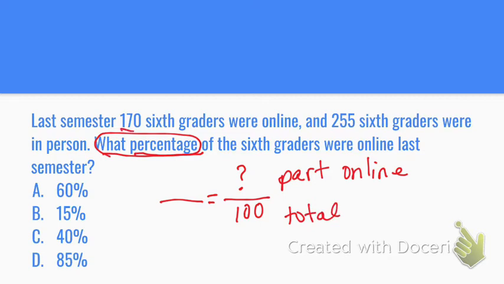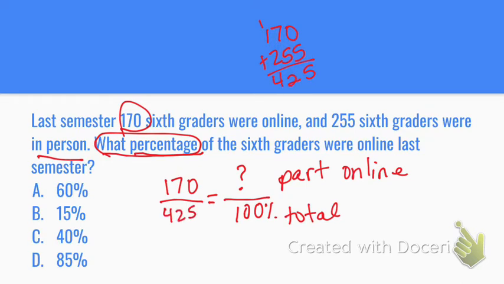So the part that were online was 170, and there were 255. Oh no, go back there, sorry. 255 were in person. So this one actually has an extra step. It means I need to figure out the total number of students, okay? Because my percent, when I have 100%, it means it's a total. I've got to compare the total, okay? So 170 plus 255. So 425. Ooh, these are some big numbers, and that's okay though.